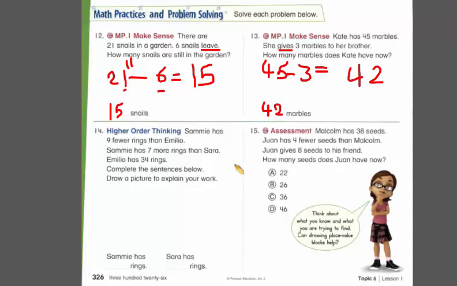Number 14. Sammy has 9 fewer rings than Emilio. Sammy has 7 more rings than Sarah. Emilio has 34 rings. Complete the sentence below. Draw a picture to explain your work.